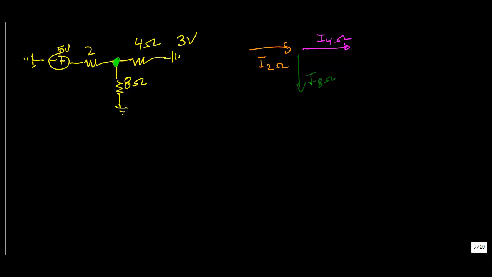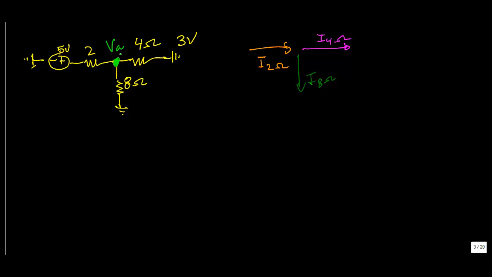I went ahead and color coordinated the current going through the 2 ohm resistor as orange, the current going through the 4 ohm resistor as purple, and the current going through the 8 ohm resistor as green. And we can start with the KCL problem. And here's our node again, VA.